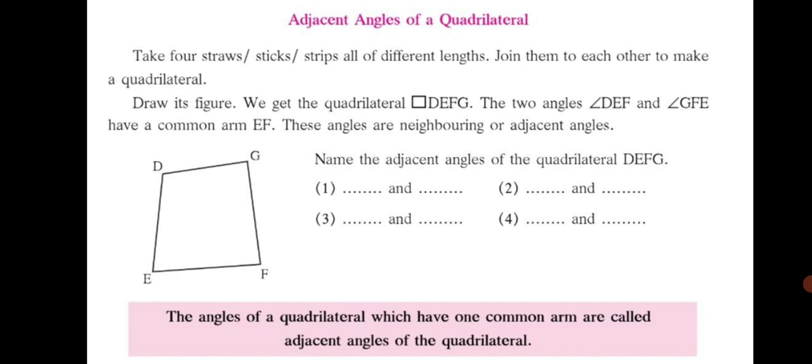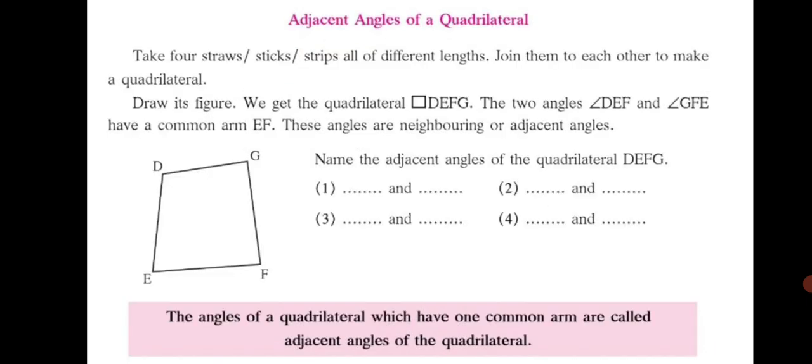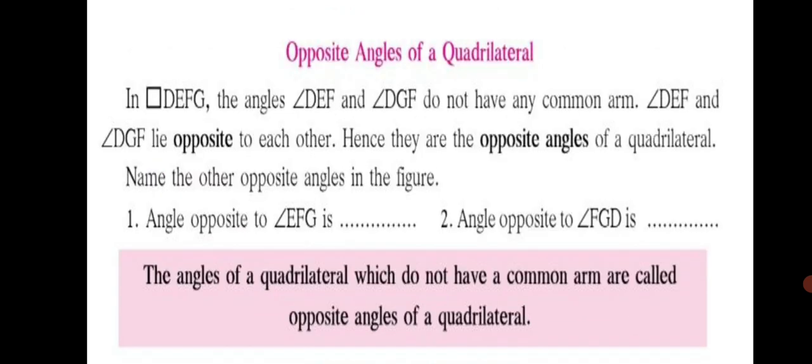Now let's learn about opposite angles of a quadrilateral. In quadrilateral DEFG, which we saw just now, angle DEF and angle DGF are exactly opposite to each other. They do not have any common arm, so they are called opposite angles. Similarly, another pair is angle EDG and angle EFG, where they are opposite each other. So these two form pairs of opposite angles.